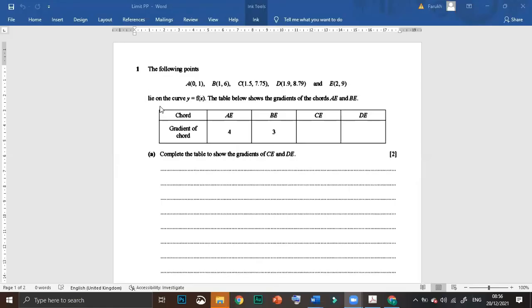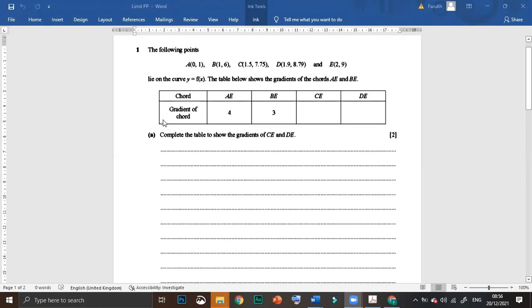Can you see the file on the screen? Can you all see the file on the screen? Yes, जी sir. जी सर आ रही है.